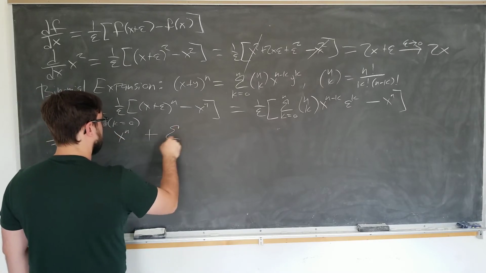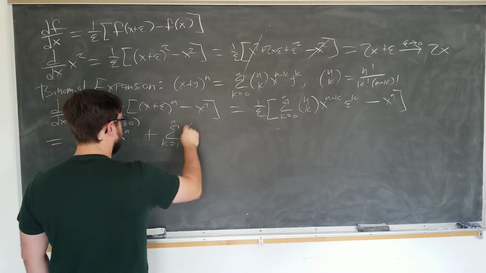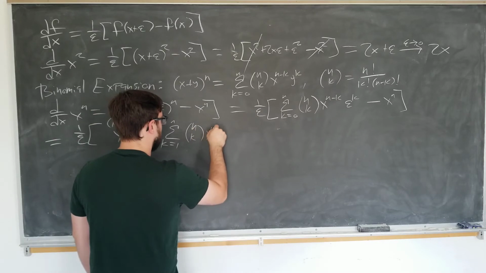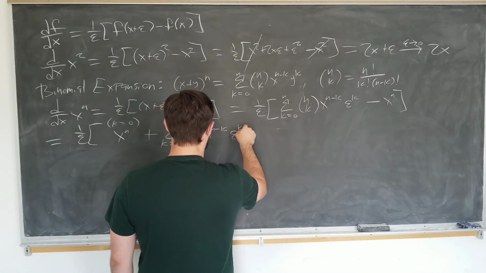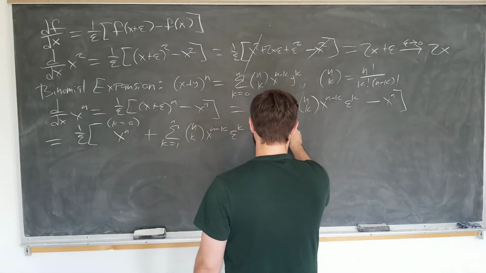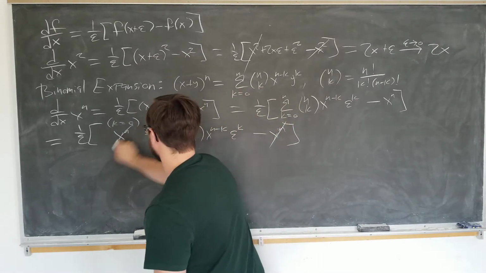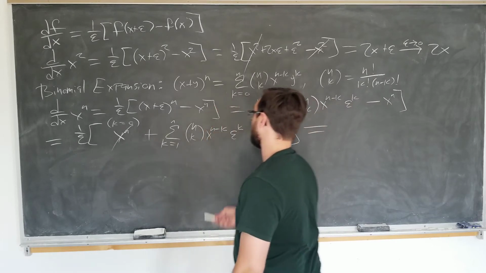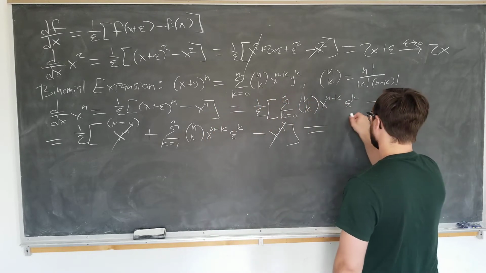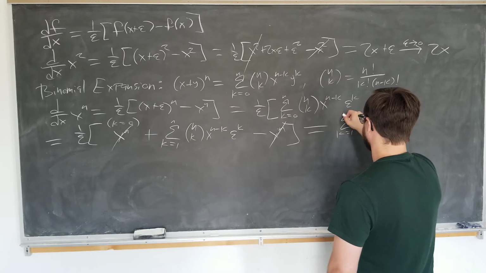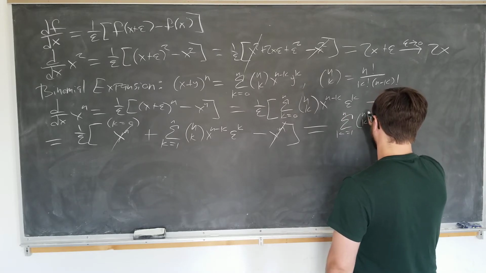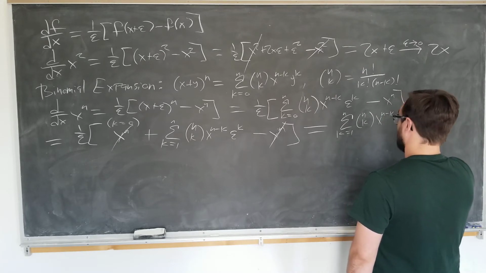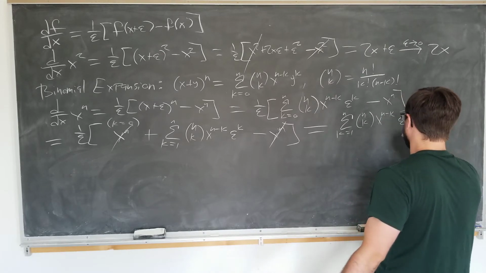We have the second term of the sum here, starting k at 1, n choose k, x to the n minus k, epsilon to the k, minus x to the n. So we see that these two do cancel out. Fantastic. We'll take the epsilon and decrease this power by 1: the sum from k equals 1 to n of n choose k, x to the n minus k, epsilon to the k minus 1.